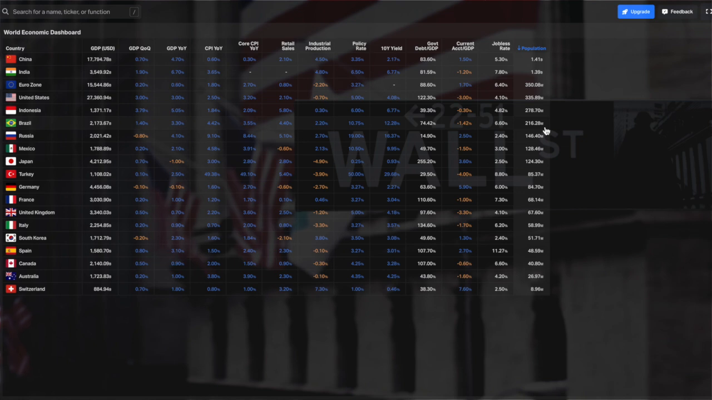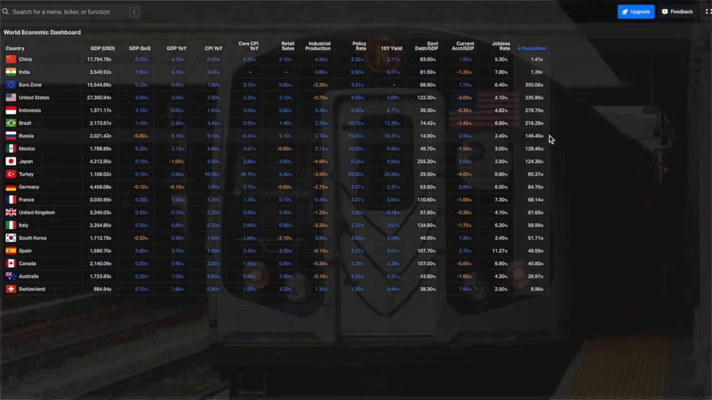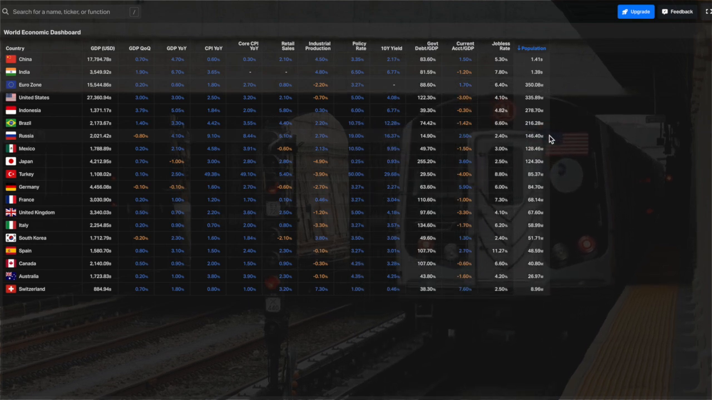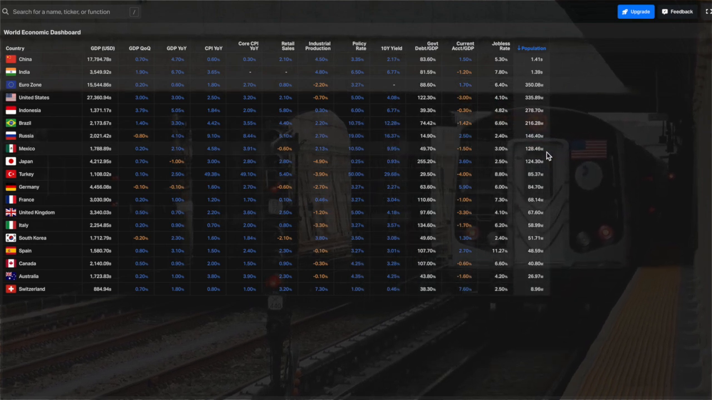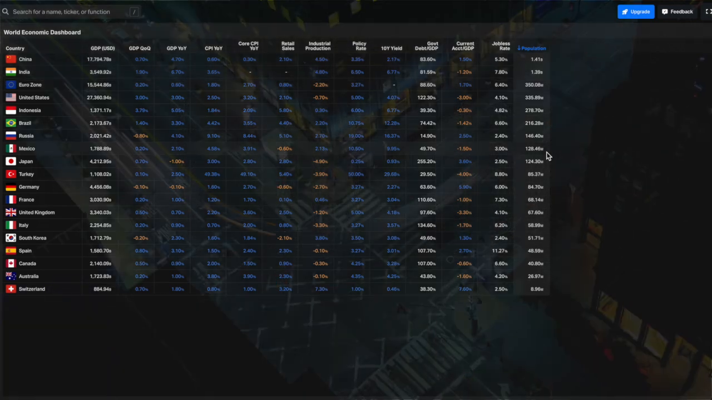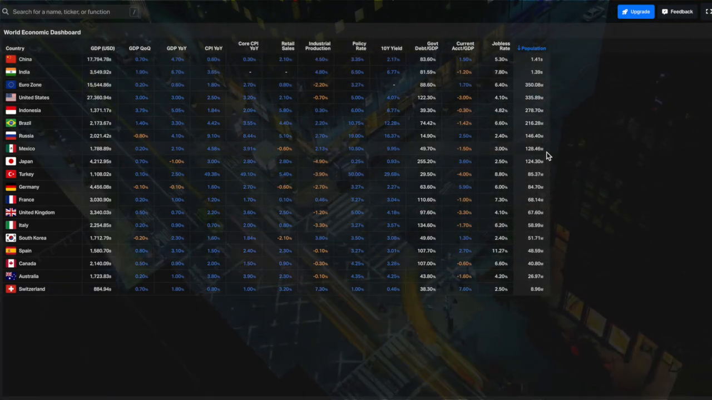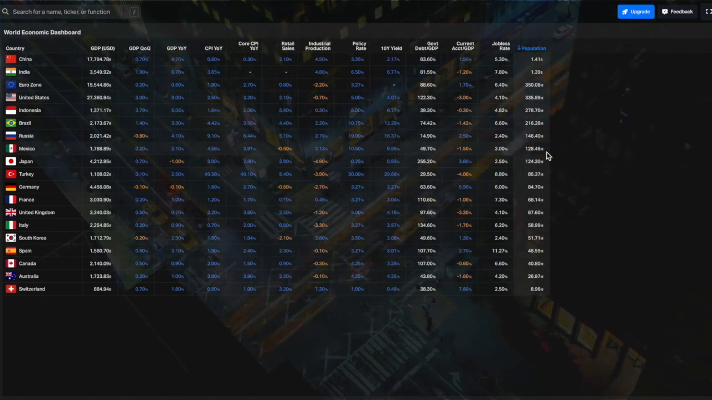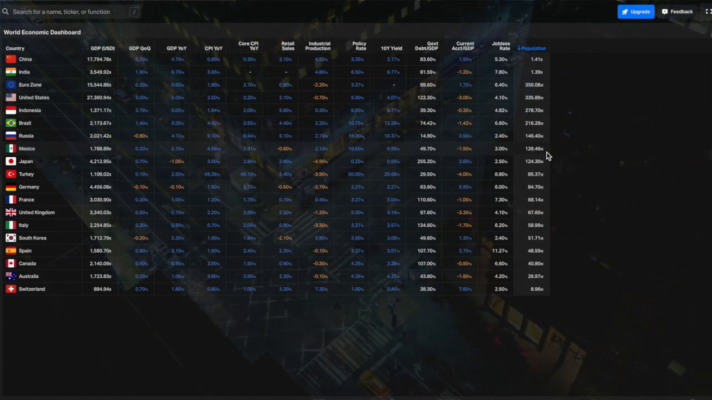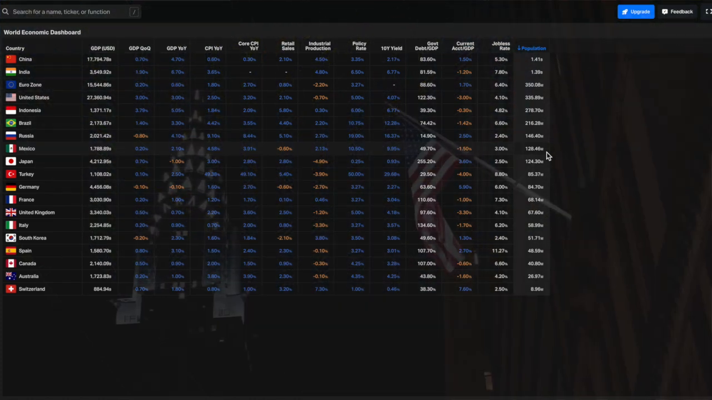Brazil, 216 million. Russia, 146 million. Pretty populous country, Russia. Mexico, 128 million. Same again, Mexico. Who would have thought that in terms of population size, these are the places that will have very interesting economic growth in the next decades.